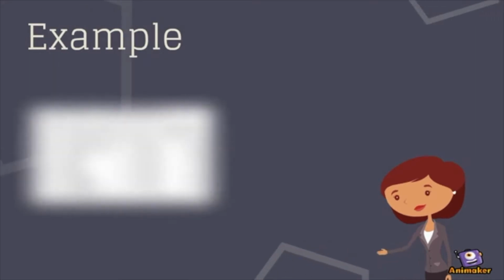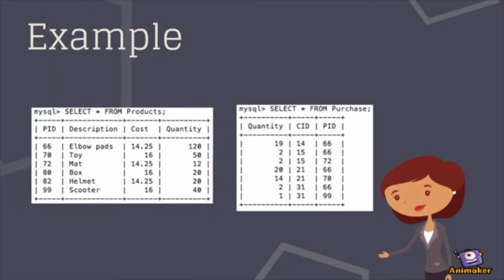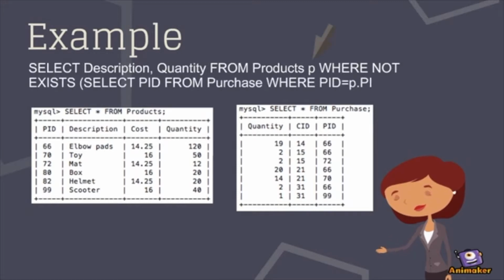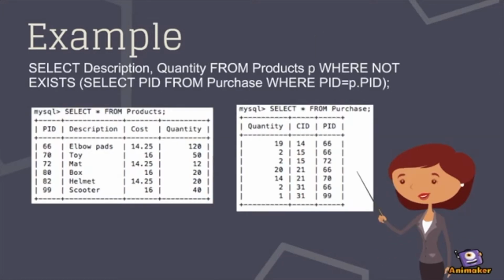Let's look at an example. Say we want to show the description and quantity of all the products that have not been purchased yet. In the outer query, the products table will be referenced as P. In the subquery, the purchase table will be searched for any rows that have a PID matching the PID passed from the product table P. This will continue for each row of the table P.